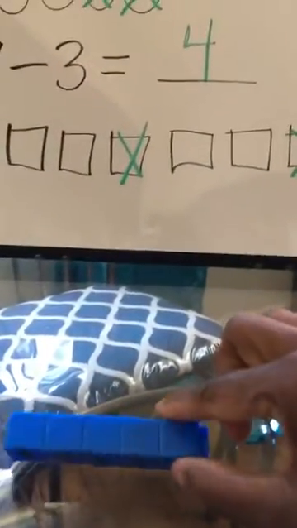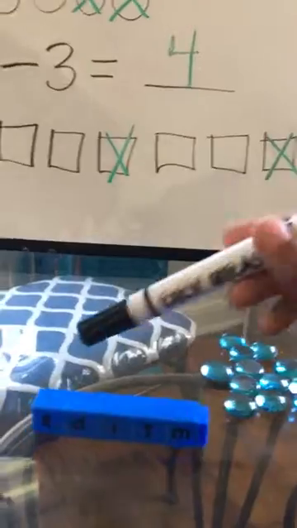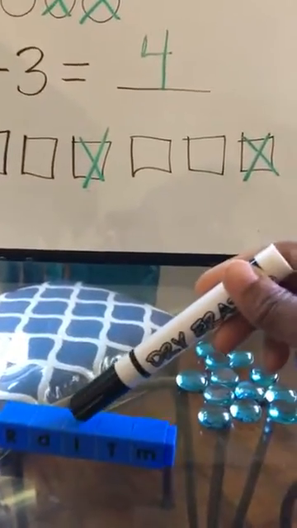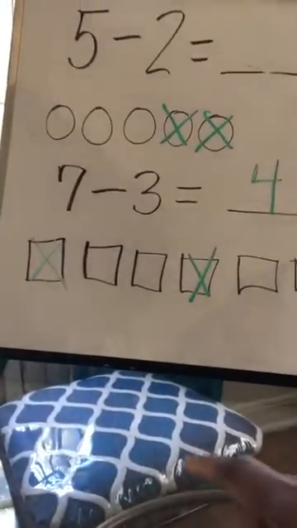Let's make sure we have 5 cubes. I picked the ones with the letters because I was rushing, so I'm sorry. So disregard the letters. 1, 2, 3, 4, 5. It says to take away how many? To take away 2. So I'm going to snap 2 away. And how many do I have left? I have 3. 1, 2, 3. So 5 minus 2 again equals 3.